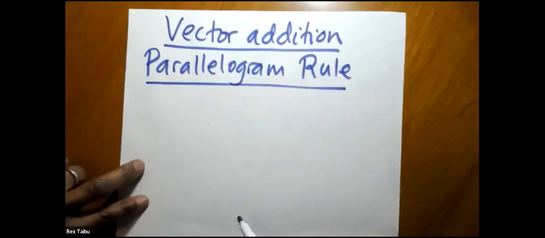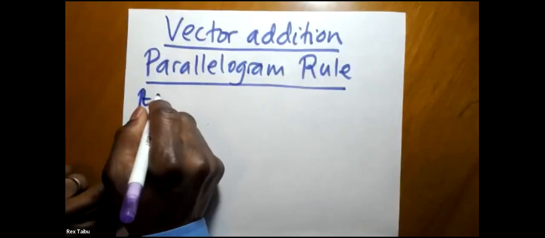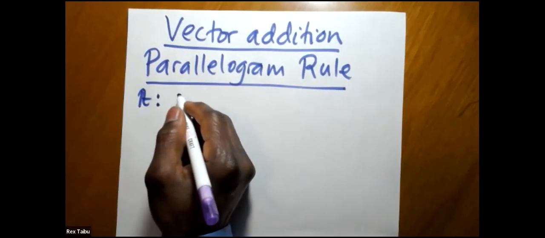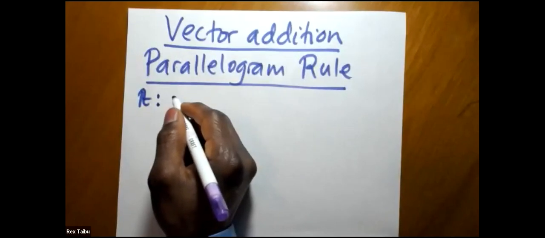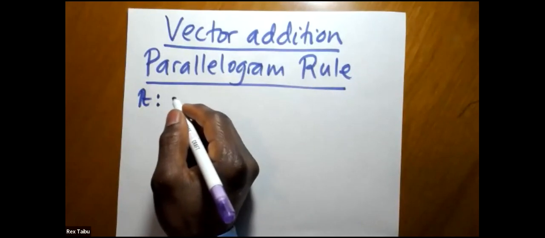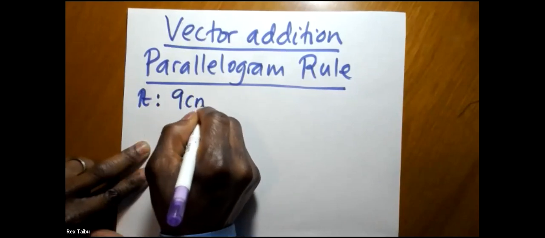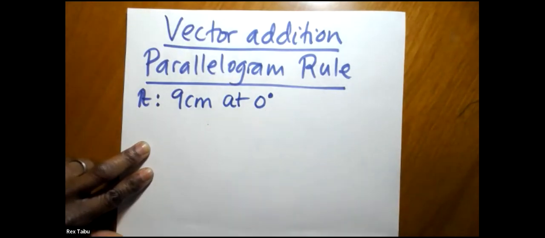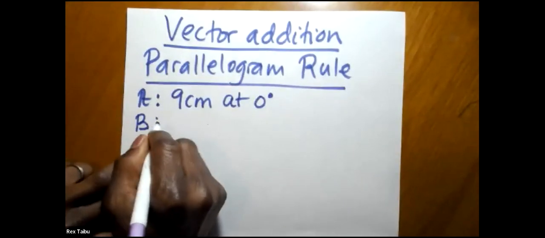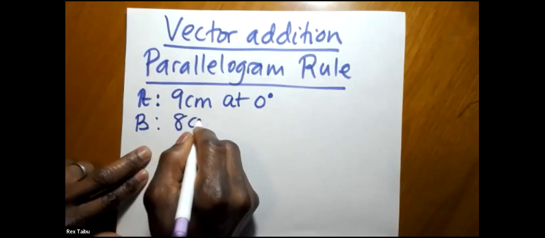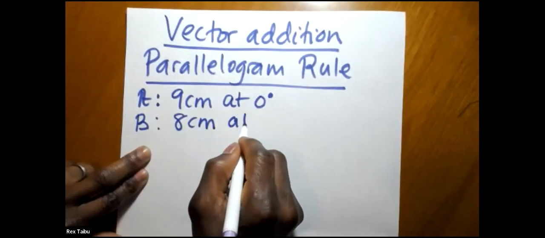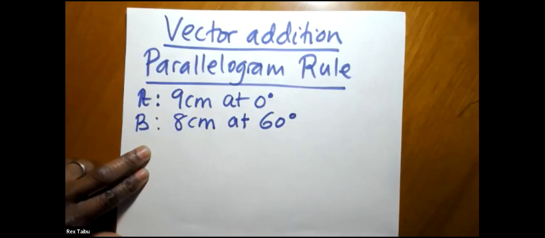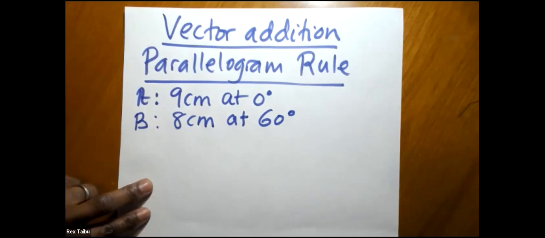We have two vectors to add. Vector A has the size of 9 centimeters, and it is at 0 degrees with respect to the x-axis. And vector B has a magnitude of 8 centimeters at an angle of 60 degrees. Right? That's the two vectors we would like to add.